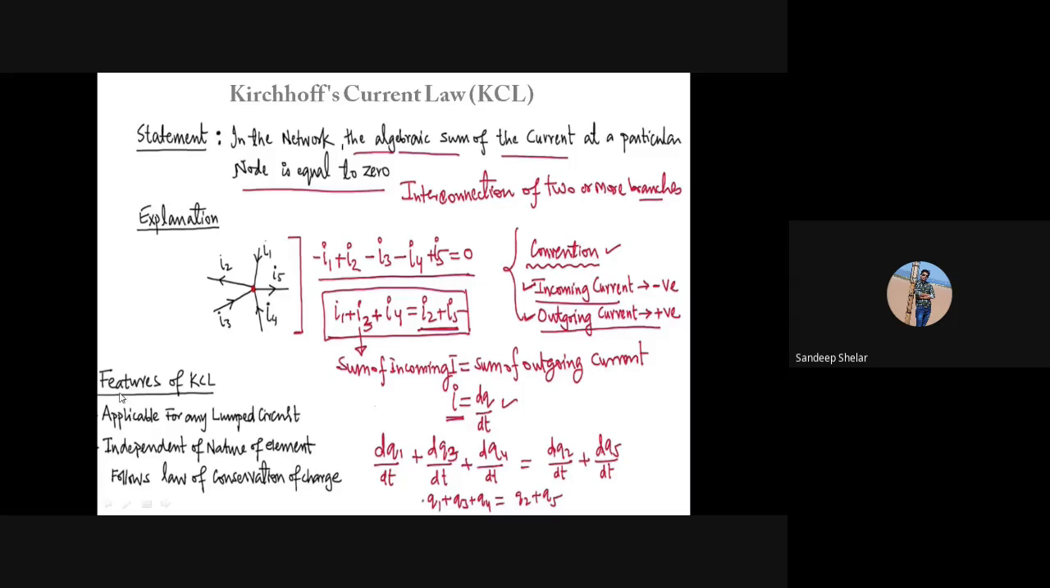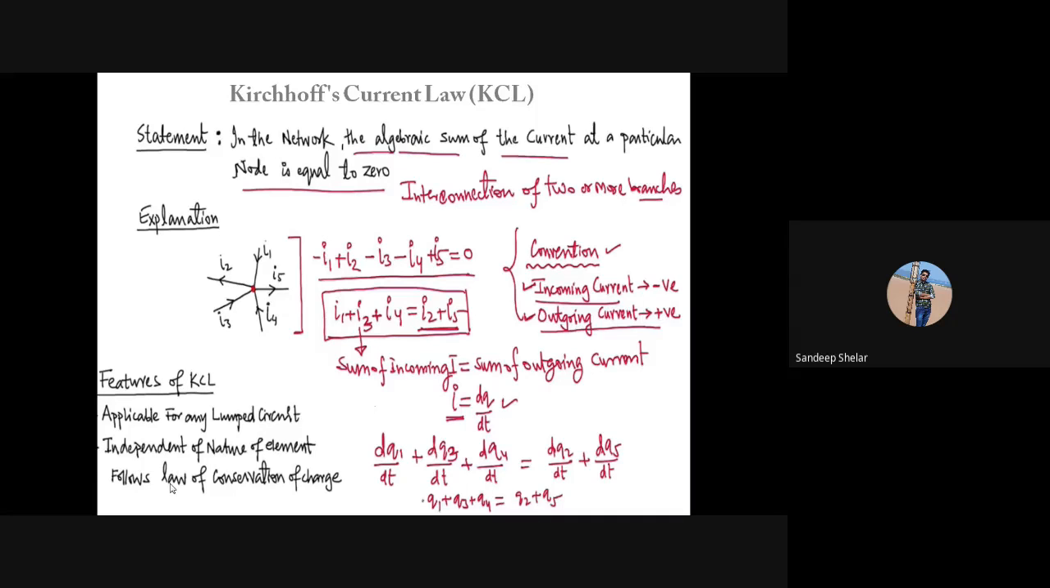Now the next point is features of Kirchhoff current law. First, it is applicable for any lumped circuit. Then it is independent of the nature of the element, so Kirchhoff current law is applicable for dependent current sources as well as independent current sources. Then Kirchhoff current law follows the law of conservation of charge, that is, the rate of change of charge with respect to time. This law is called the law of conservation.